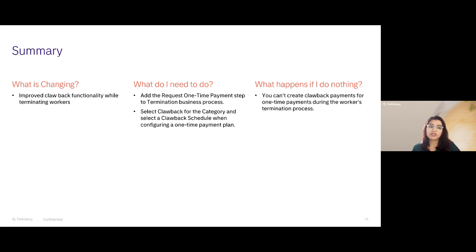So in summary, what is changing? Of course, improved clawback functionality while we are terminating workers. And what we need to do is to add the request one-time payment step. And then in the plan, we need to select the clawback category, the schedule, and the calculations. If you do not do any of these things, you would not be able to create your clawback payments for your terminating workers.